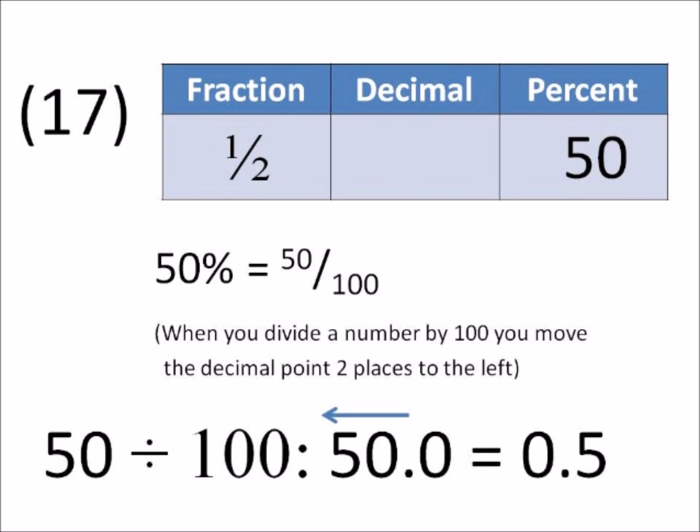Okay, 50% is 50 over 100. When you divide a number by 100, you move the decimal point 2 places to the left. So let's do that. 50 divided by 100, you move the point in the 50, because it's 50.0. So you move the point and it becomes 0.50 or 0.5. That's the answer for you if you want to do it that way.